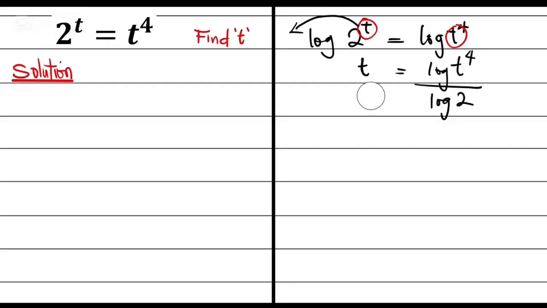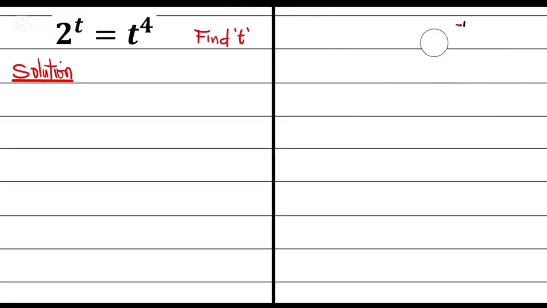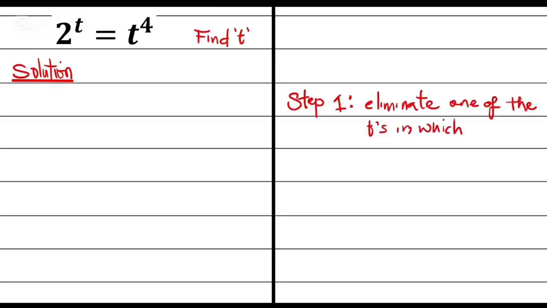One secret thing about a mathematical question is just the first step. If we get the first step correctly, trust me, there is a 100% chance of getting the answer correctly. Therefore, as the first step, we're going to eliminate one of the t's, in which the exponent t is easier. We have 2 to the power of t equals t raised to the power of 4.